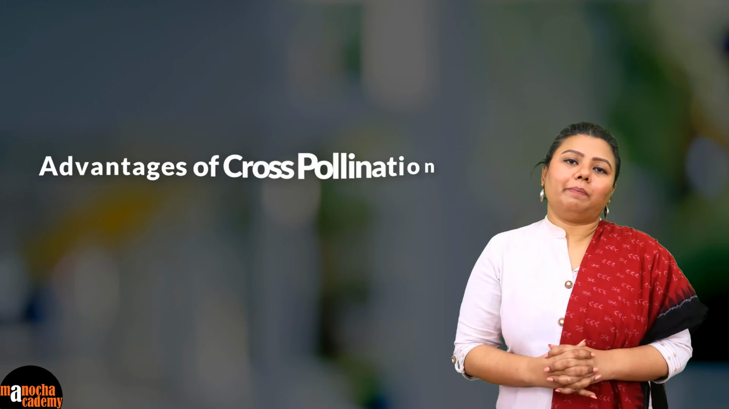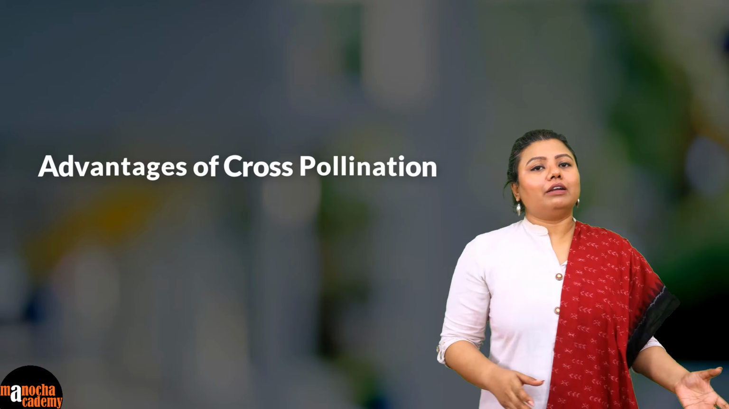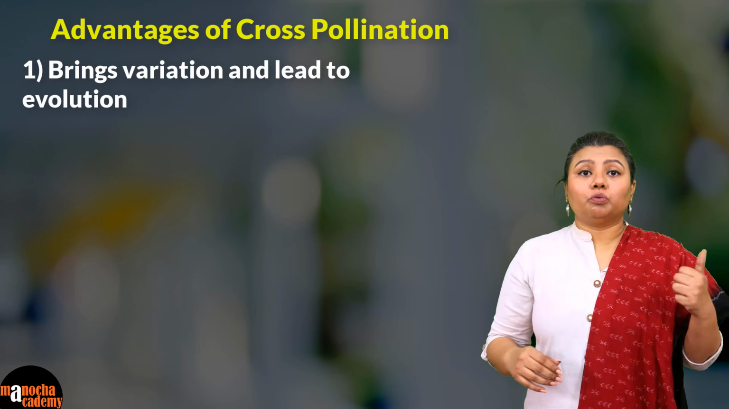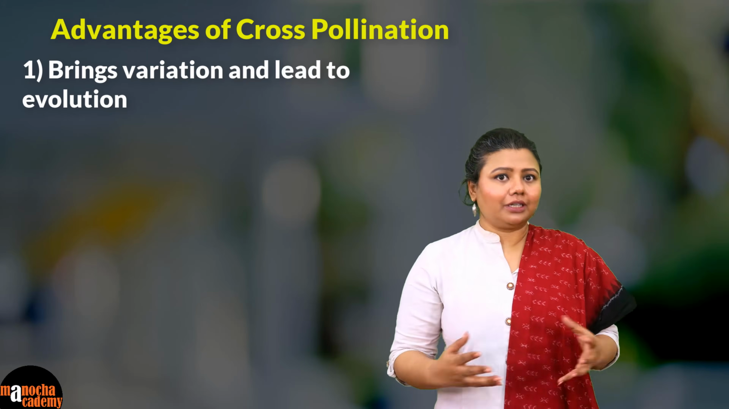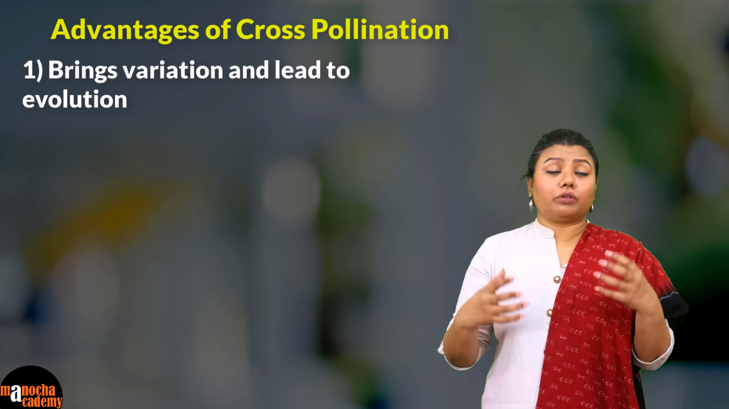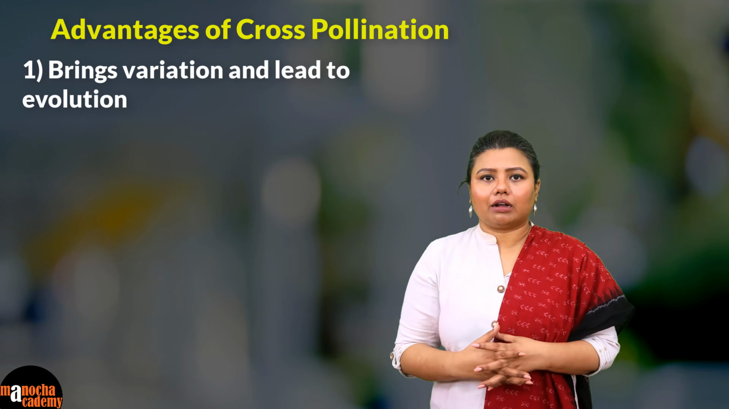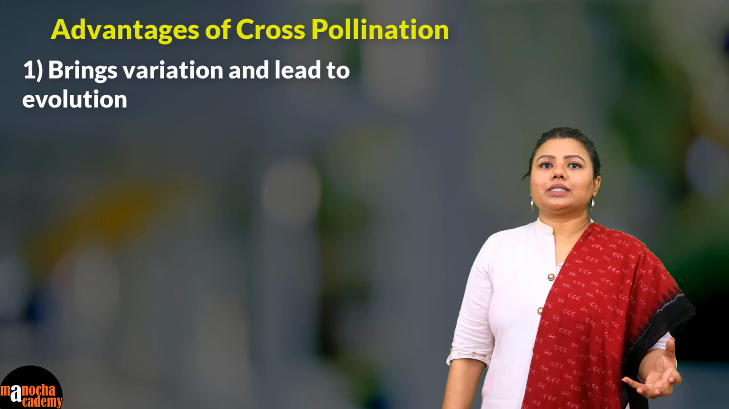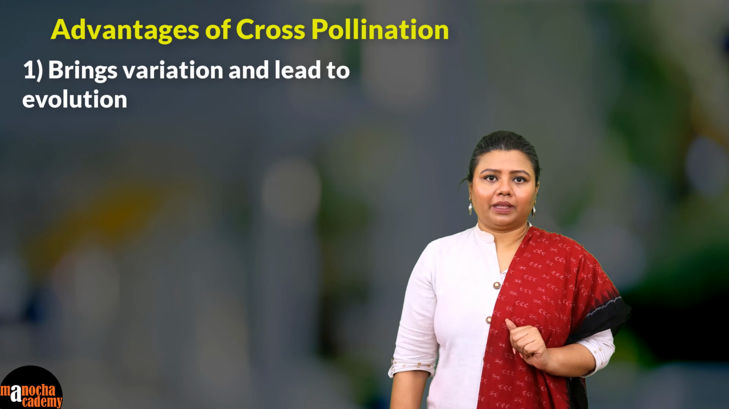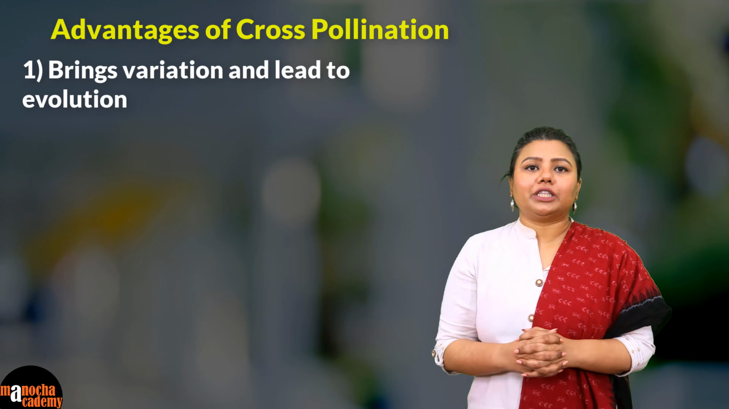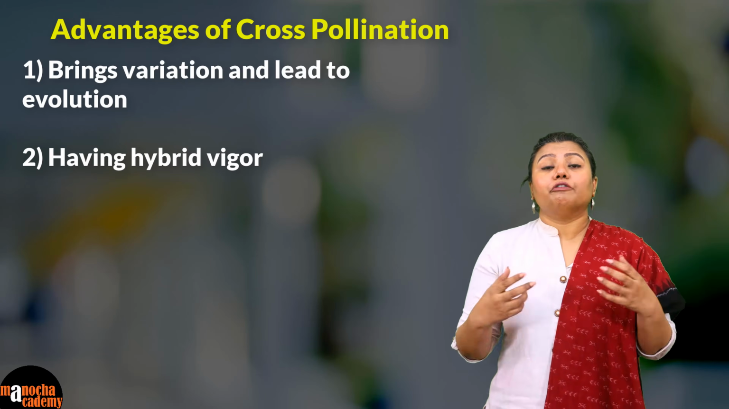To sum it all up, let's talk about the advantages and disadvantages of cross-pollination. The advantages of cross-pollination, one is that it brings in variation. The moment there is cross-pollination, new combinations of characteristics occur, as a result of which we get variety in the living world that will lead to evolution. Not only that, it has also been seen that when there is cross-pollination, there is something called hybrid vigor.